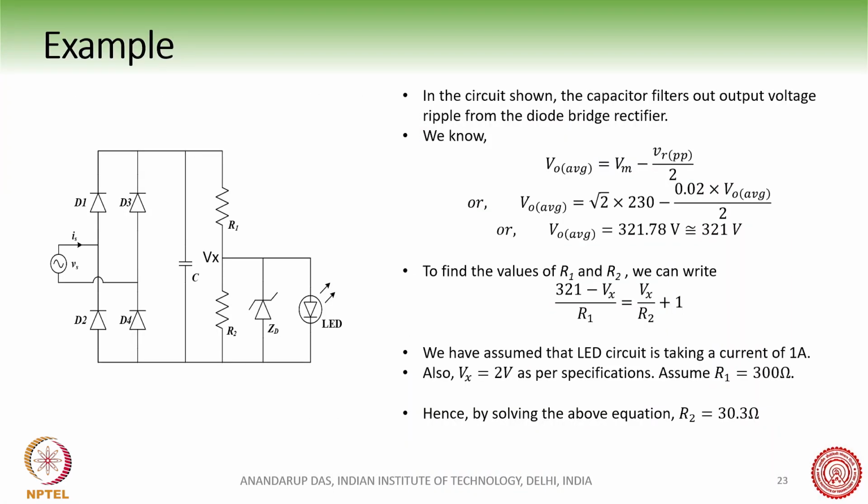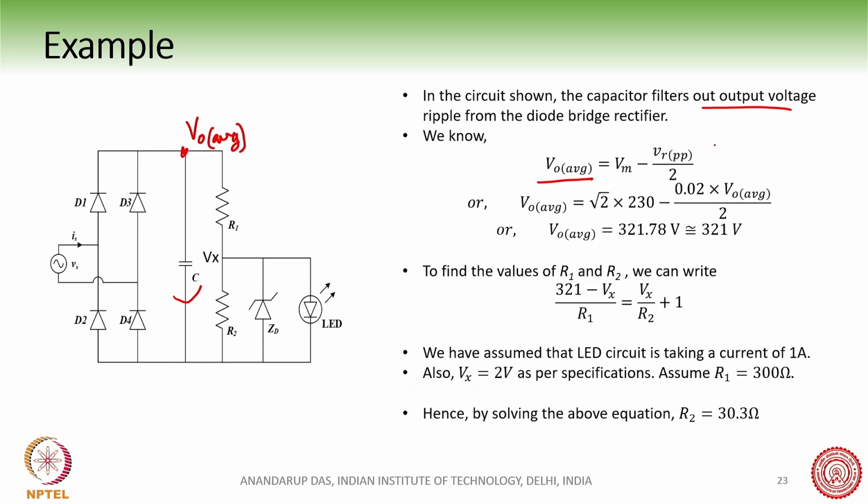So in order to solve this circuit, we have this circuit here, and we have the capacitor which is filtering out the output voltage ripple. At first we will find out what is the average output voltage. So V0 average is coming here.